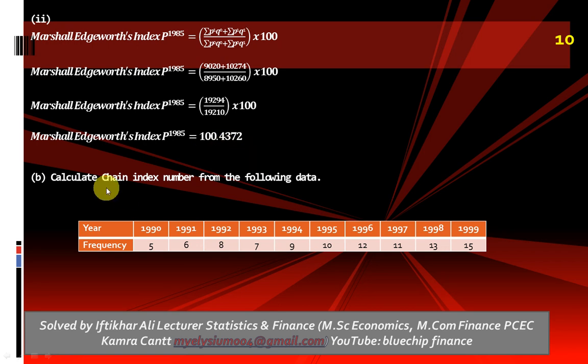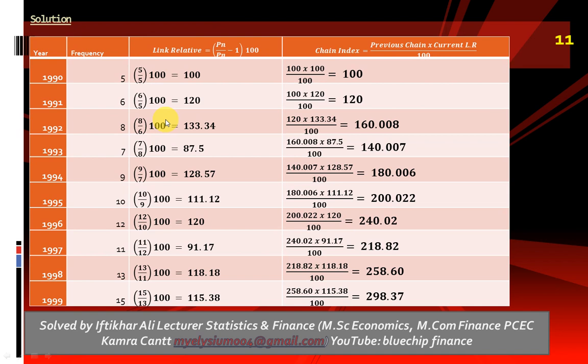After that, part B of this question: calculate the chain index number from the following data. Here the frequencies given are 5, 6, 8, 7, 9, 10, 12, 11, 13, 15, and the years are 1990 to 1999. It is a simple index number in which only one product's frequency is given, so it is a type of simple index number. In a simple index number, we are going to calculate the chain index.